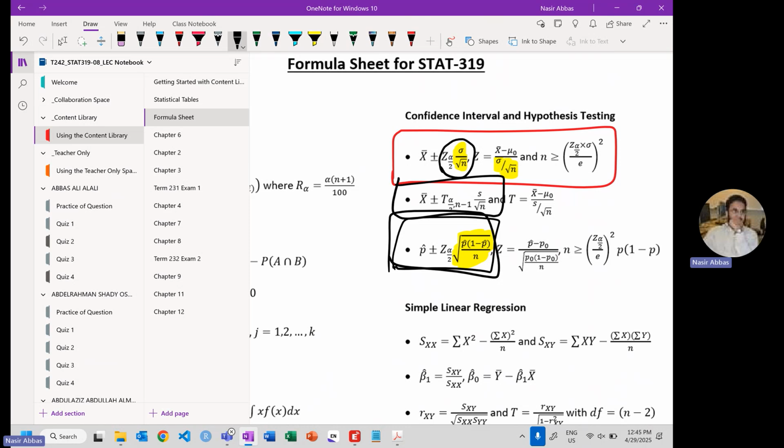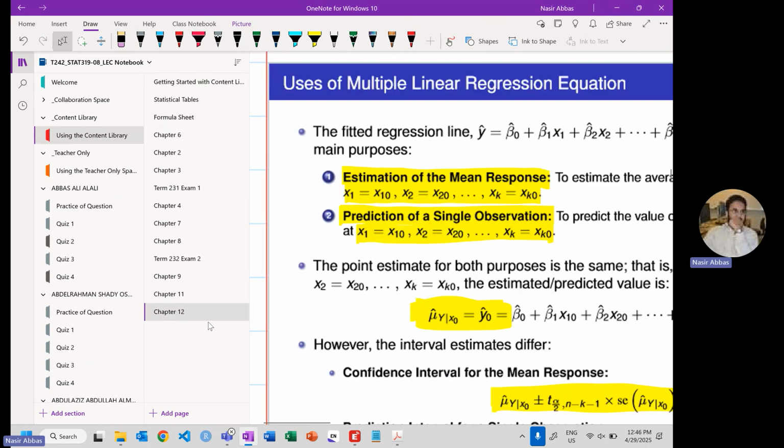That's the general structure. What changes is where the critical value comes from. Sometimes it comes from Z, sometimes it comes from T. So that's the only change. And what also changes is what parameter you are interested in. If you are interested in mu, the point estimate will be X bar. If you are interested in P, the point estimate will be P hat. If you are interested in beta naught, the point estimate will be beta naught hat. If you are interested in beta 4, the point estimate will be beta 4 hat. So it depends upon what the parameter is and what the sampling distribution of the point estimate is.